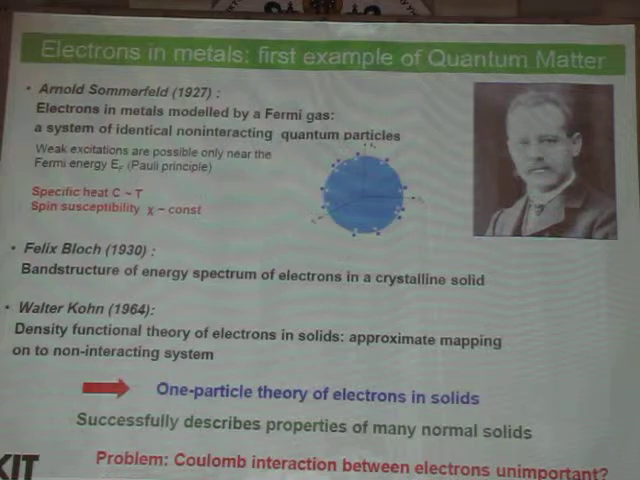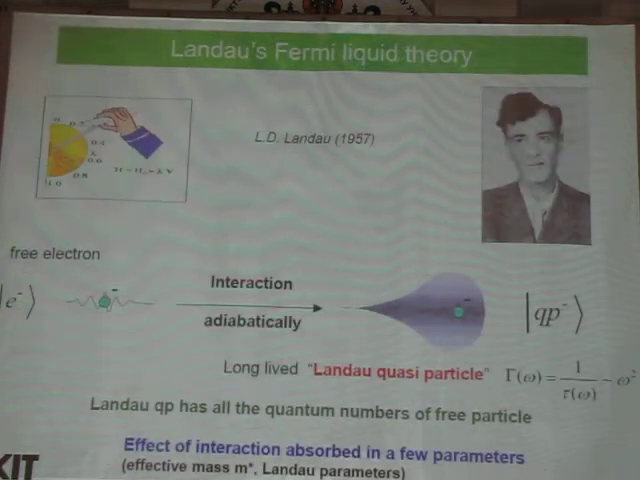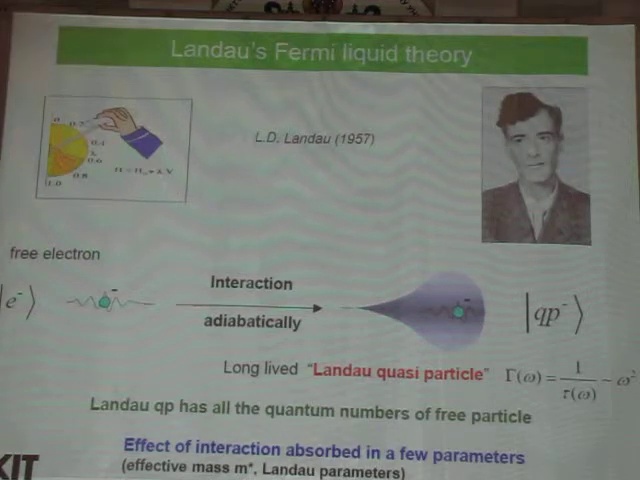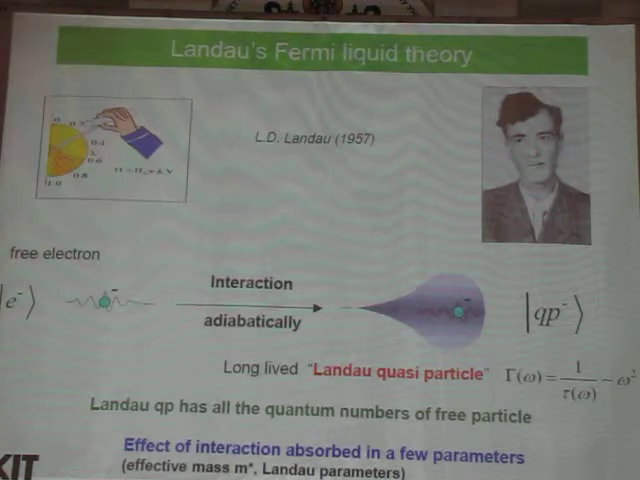This has been solved by Landau in the 1950s, and he got the Nobel Prize for that. Landau had this beautiful picture: if you start with a non-interacting system of free electrons and switch on the interaction between electrons adiabatically, each electron will be surrounded by a cloud of particle-hole excitations and will form a particle-like object, a quasi-particle, a Landau quasi-particle.